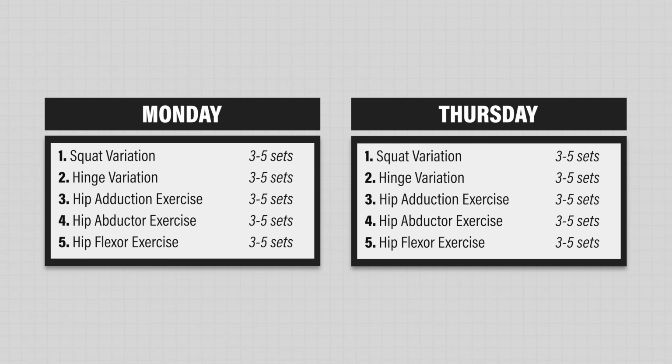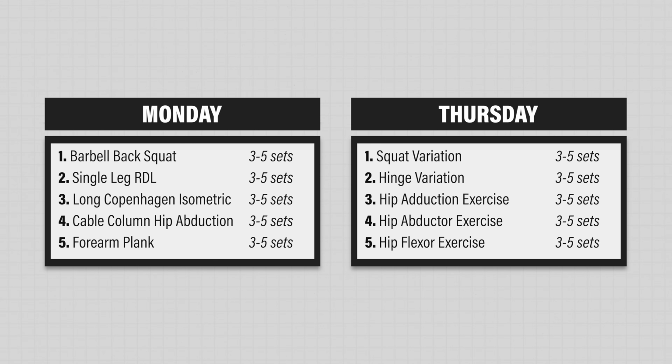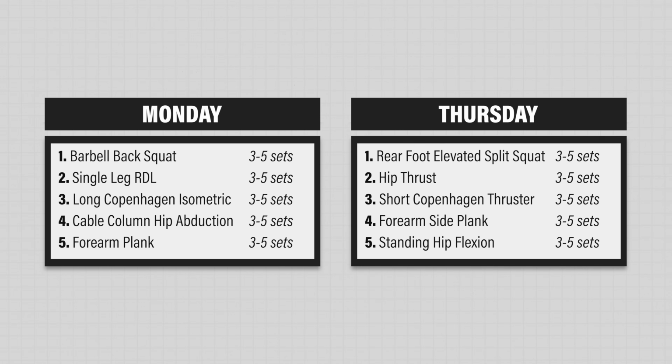For example, on day 1, you might do a barbell back squat, single leg RDL, long lever Copenhagen isometric, cable column hip abduction, and a forearm plank. And then on day 2, you might do rear foot elevated split squat, hip thrusts, short lever Copenhagen plank thrusters, forearm side plank, and standing hip flexion.